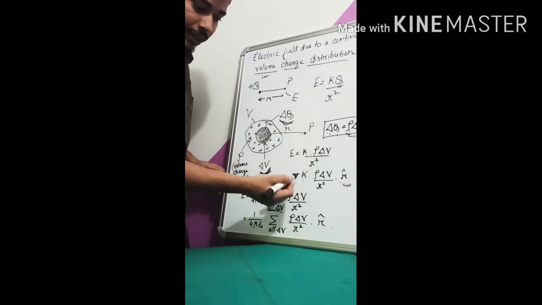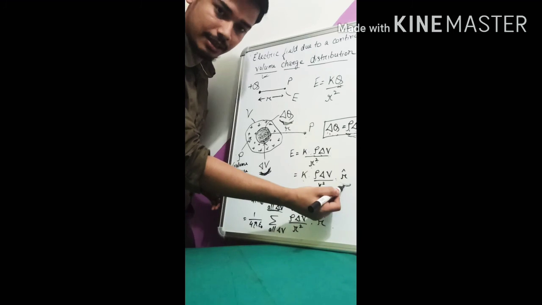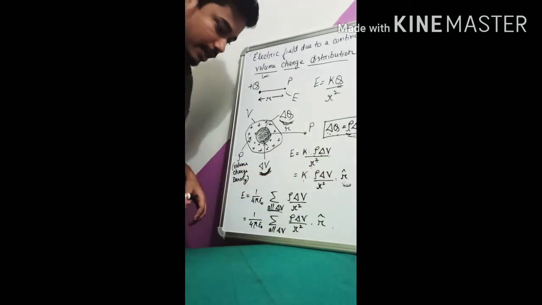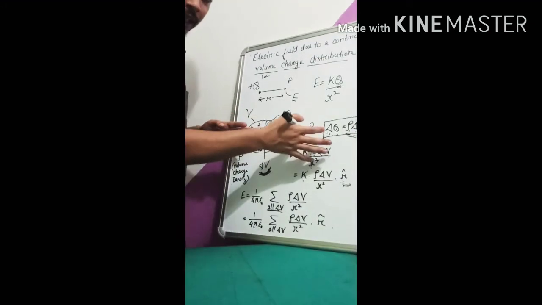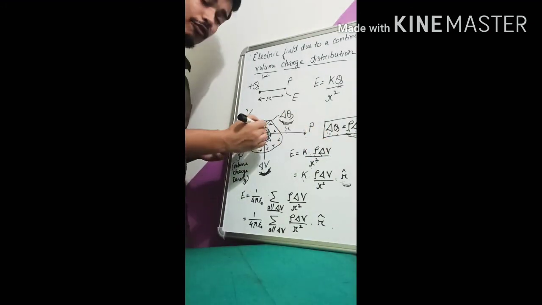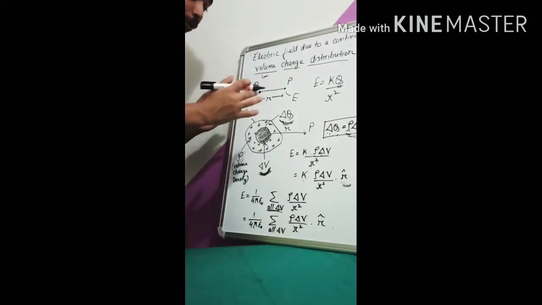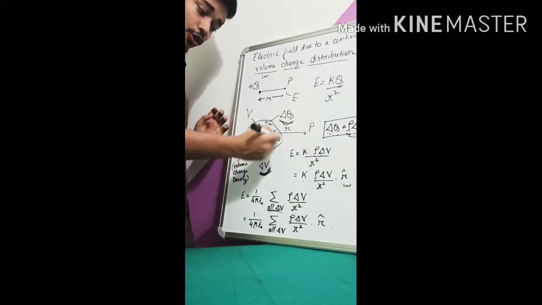In the next step, we have written the same formula in vector form. We have put a unit vector r cap in this part. So now this is the electric field at this point due to this small volume. Now what we'll have to calculate is the total electric field at this point due to this whole volume.